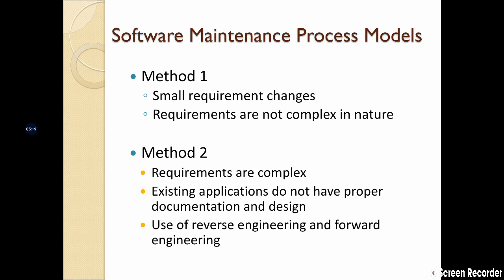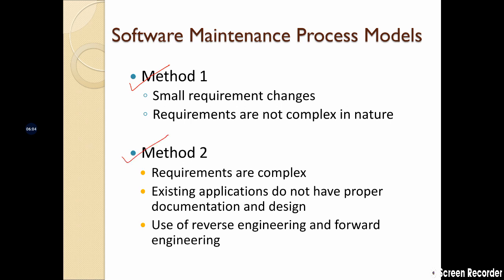Now, when we talk about maintenance, we talk about change requirements. Sometimes you have additional changes that need to be done in your system. If the changes are very small and the requirements are not very complex, then we use the first method, which is listed here. But if the requirements are complex and you do not have any documentation for the existing requirements, suppose you have built an application without any process, documentation, design, proper design diagram or architecture, and the requirements are complex, then we use the second method.